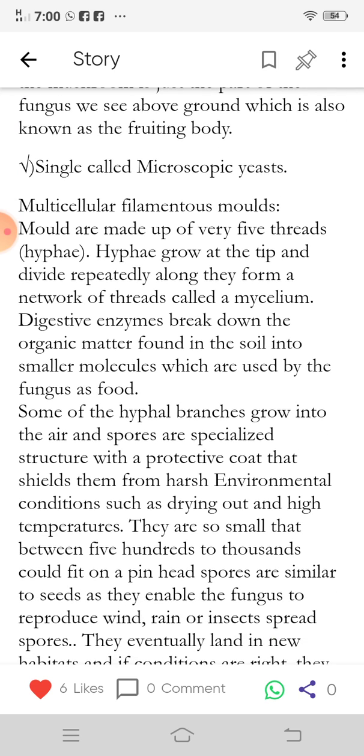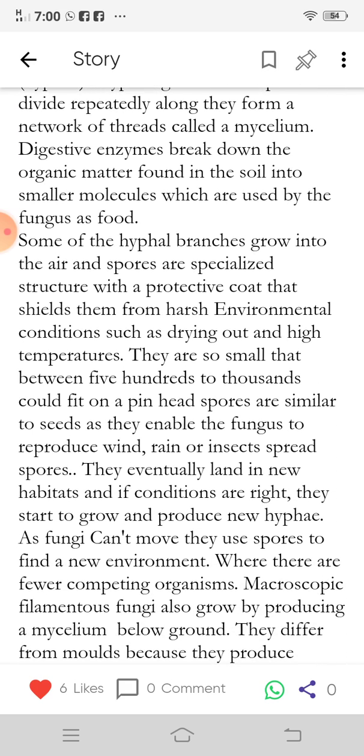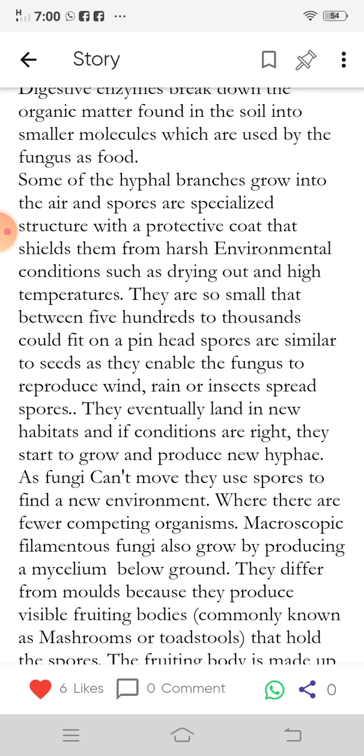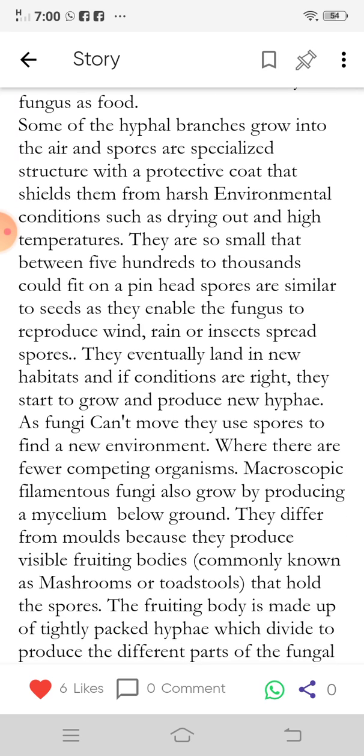They are so small that between 500 to thousands could fit on a pinhead. Spores are similar to seeds as they enable the fungus to reproduce. Wind and rain or insects spread spores. They eventually land in new habitats, and if conditions are right, they start to grow and produce new hyphae. As fungi can't move, they use spores to find a new environment where there are fewer competing organisms.